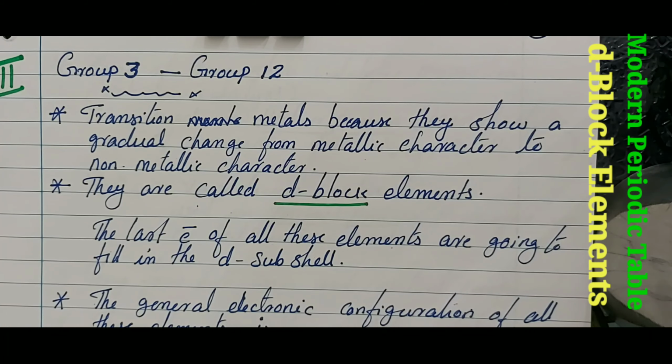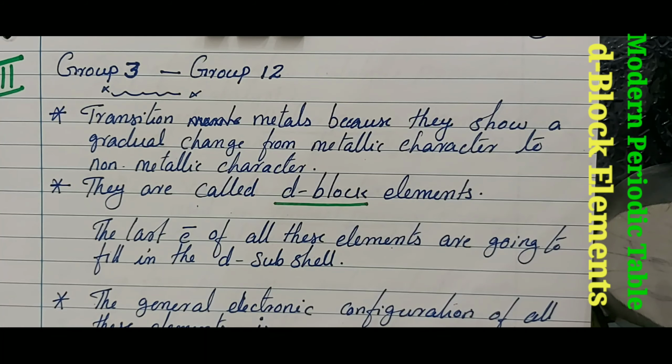Today I will be teaching you the topic D-block elements or transition elements from the chapter Classification of Elements and Periodicity in Properties. The elements of group 3 to 12 are called transition metals. What is the reason? Because they show a gradual change or transition from metallic character to non-metallic character.